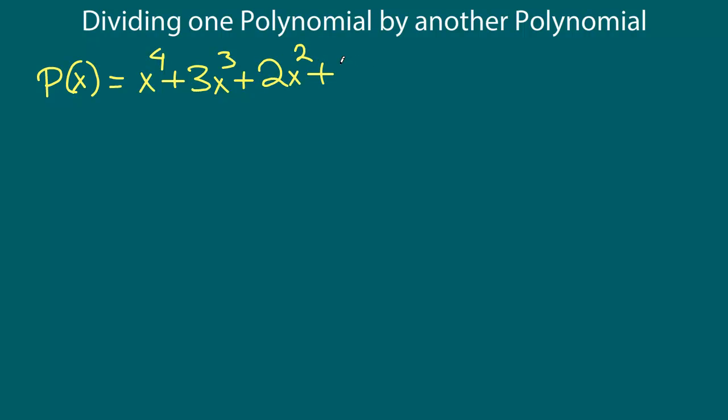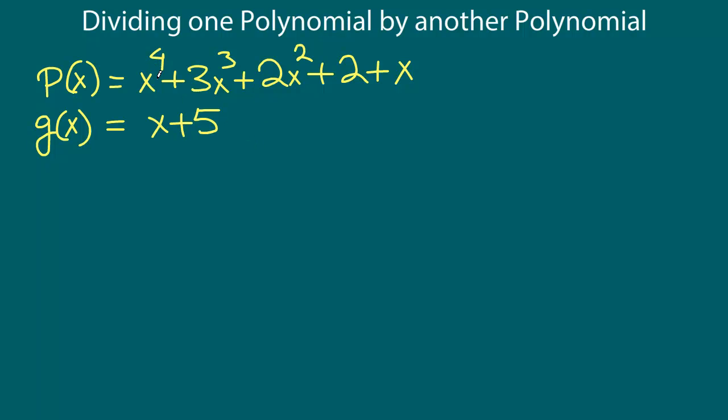This time, let's say we have the polynomial given as x raised to the power 4 plus 3x cubed plus 2x squared plus 2 plus x, right? And we want to divide this polynomial by, let's say, the polynomial which is maybe simply x plus 5. I'm randomly writing some polynomials. So we want to divide p(x) by g(x).